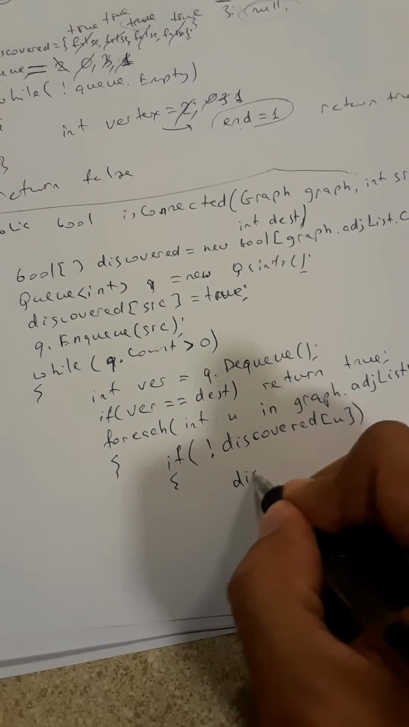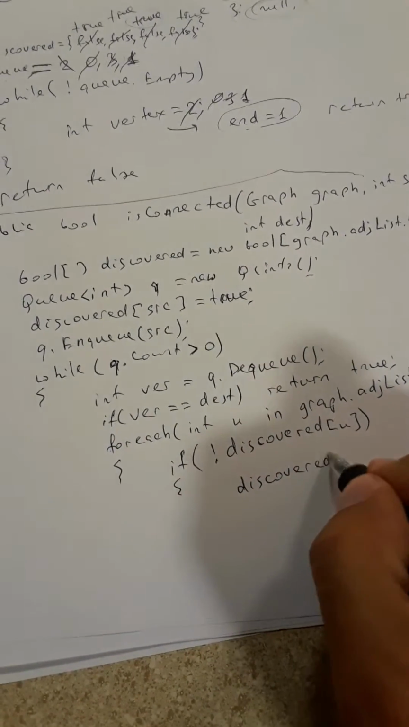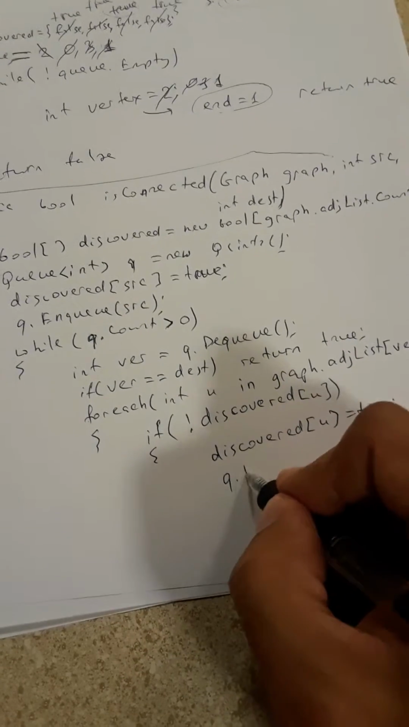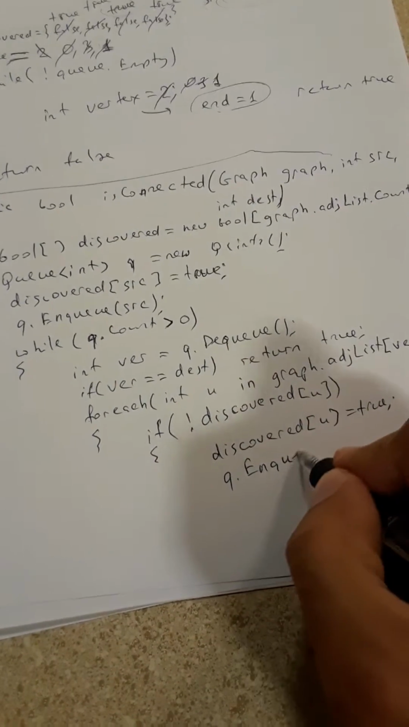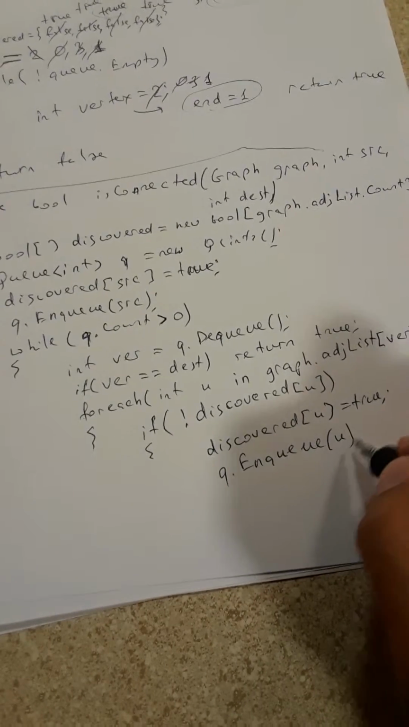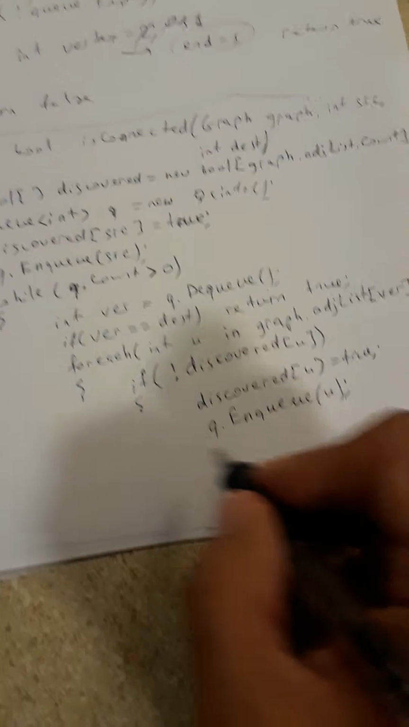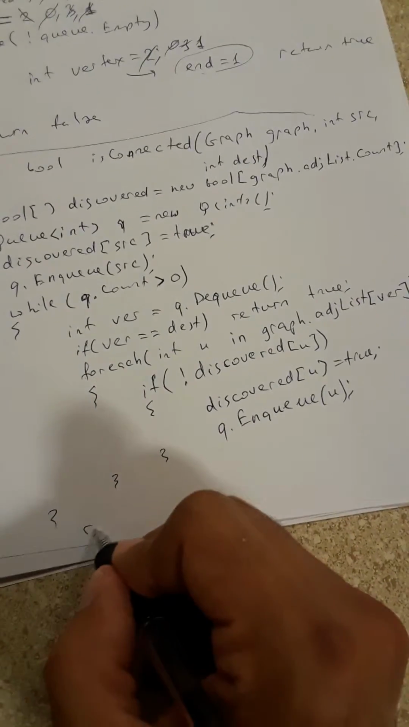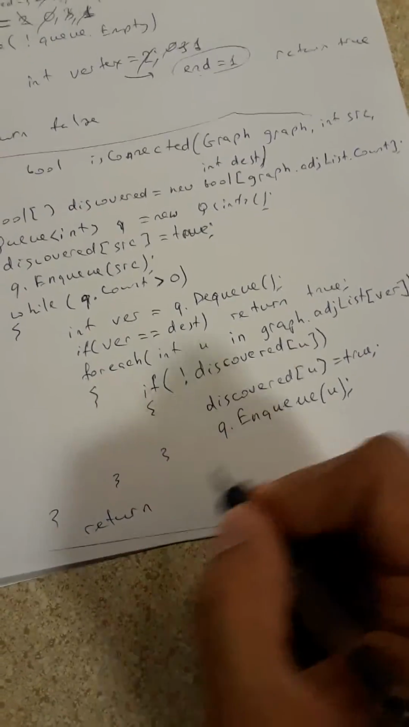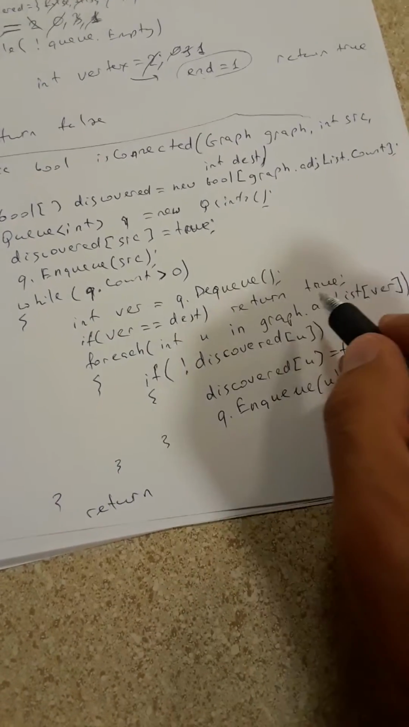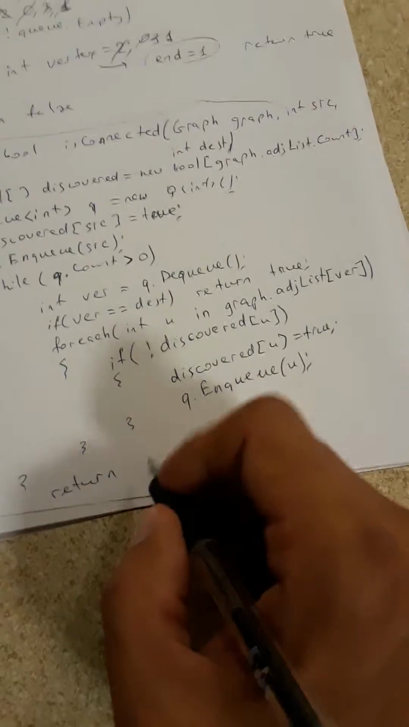So we just change this discovered to true, and we also push this element to our queue. At the end, if we are not able to find any equation with the endpoint, we'll just return false.